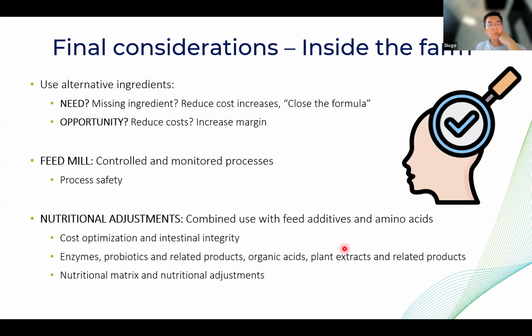Use of alternative ingredients is a need or an opportunity. This is something that we need to think about. Feed mills need to control and monitor the process. Otherwise, we can have problems in the field.